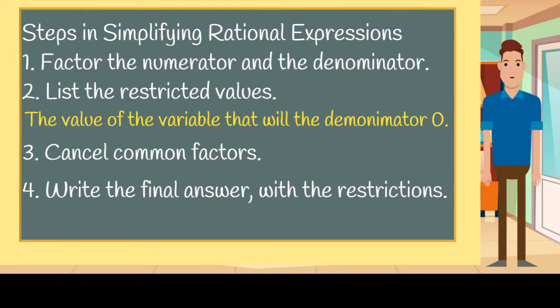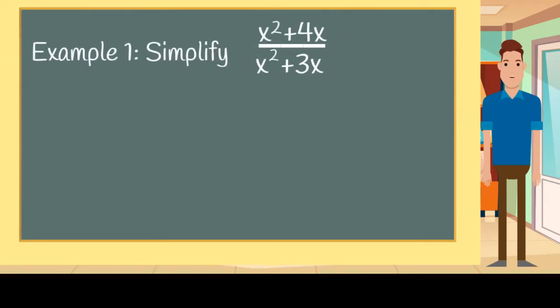Let us try the first example. Simplify x squared plus 4x over x squared plus 3x. Step 1. Factor the numerator and the denominator. Both the numerator and denominator can be factored using GCF.